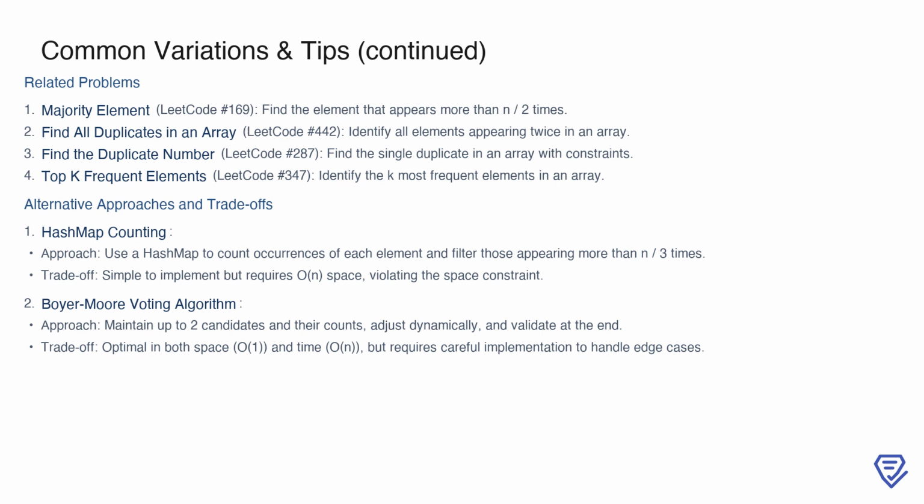On the other hand, the Boyer-Moore voting algorithm is optimal in both space, O(1), and time, O(n). It dynamically adjusts candidate counts but needs careful handling of edge cases to work correctly.